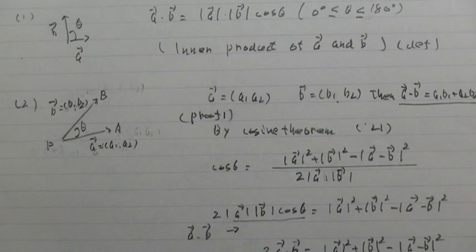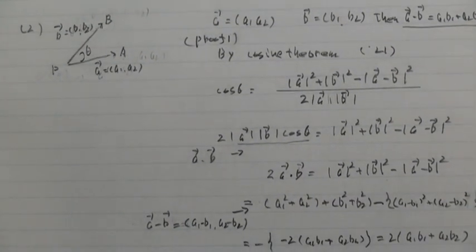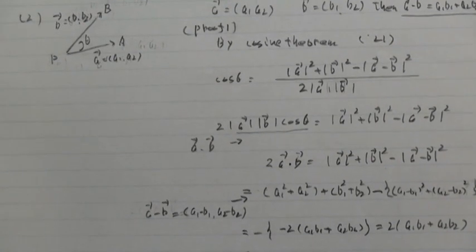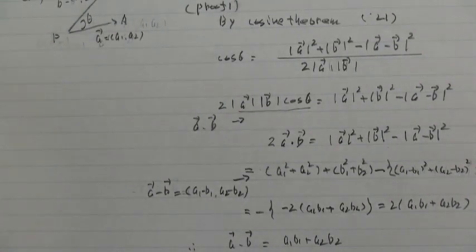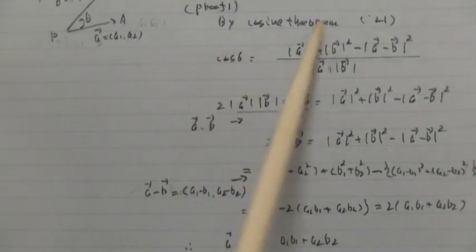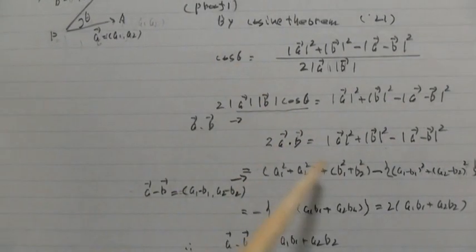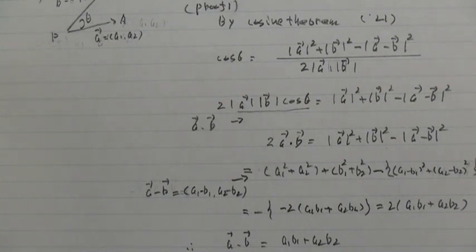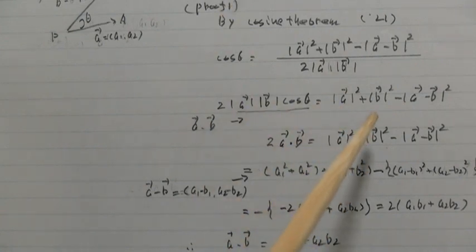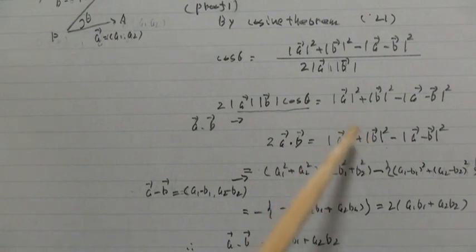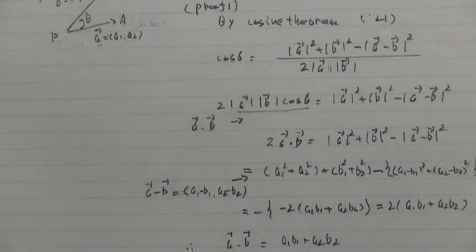And then this calculates to cos theta. By definition, this is the inner product of vector A and vector B. This is the definition, and it equals |A| squared plus |B| squared minus |A minus B| squared, and this calculates as follows.